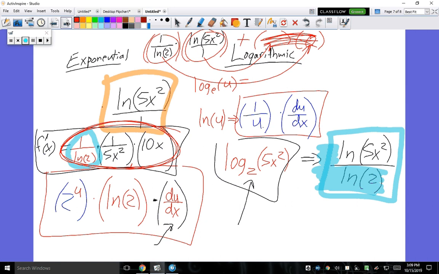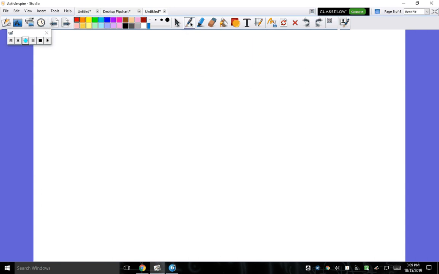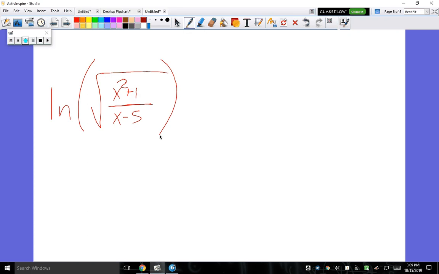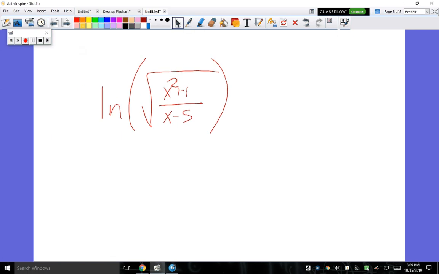Okay, so I have a question for you guys. Let's go with x squared plus 1 over x minus 5. All of this is going to be square rooted. And we're going to take the natural log of this. And this, we're going to set as my function, and we're about to derive.